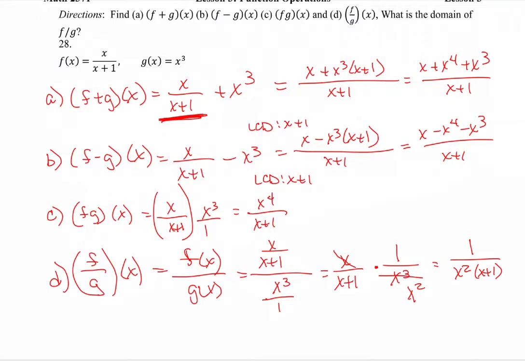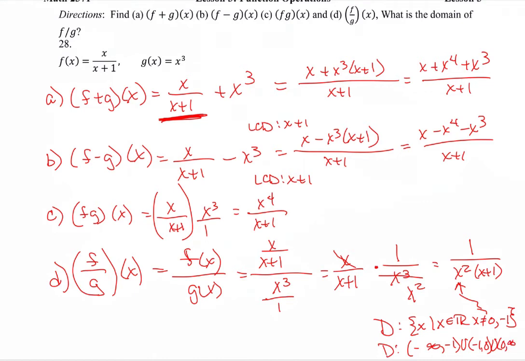Our new domain is the set of x such that x is a real number, but x is not equal to 0 or negative 1, because this puts in the fact that it can't be 0. If I write this in interval notation, the domain is negative infinity to negative 1 union negative 1 to 0 union 0 to infinity.